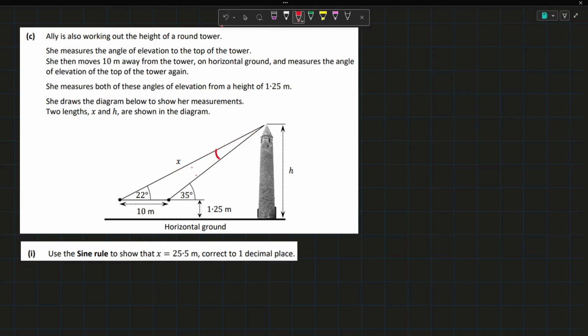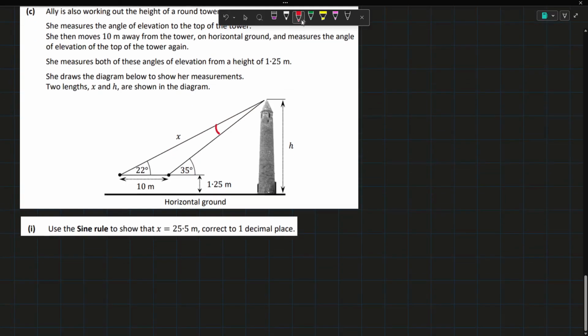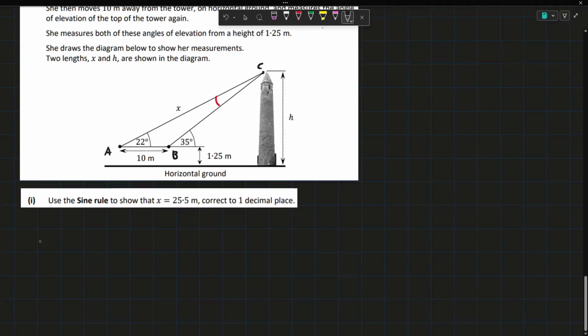So basically, we can figure out, and you might want to give these labels. I'll call this A, I'll call this B, and I'll call this C. So I can say that the angle CBA, well, it's going to be 180 minus 35. So if you do 180 minus 35, you will get 145 degrees. Okay, and we need to know that one because that's the angle that's opposite the x. So this is 145 degrees.